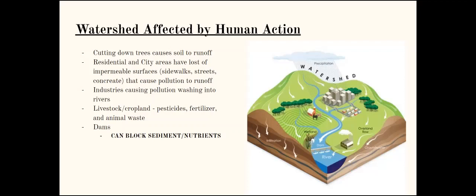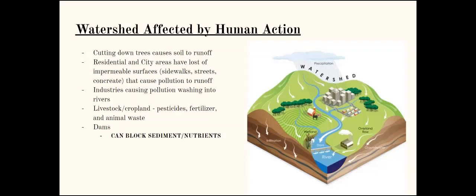We can also have our residential and city areas. When we create sidewalk, streets, and other things made out of concrete, these are impermeable surfaces, meaning that the water can't go through it. Instead, it flows and runs off, which will carry with it the pollution from these urban areas. Also, industries that are very close to water sources can cause pollution, as well as farmland and livestock. The use of pesticides, fertilizers, and even just animal waste can run off into the water source and pollute it.